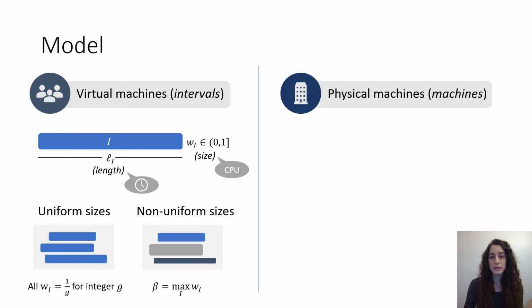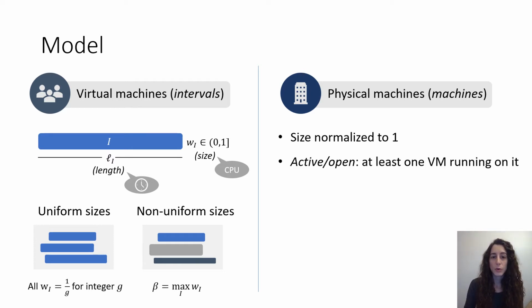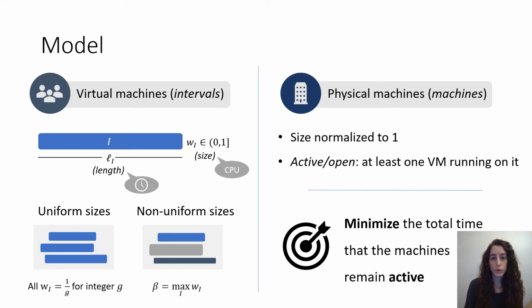Regarding the physical machines, we will refer to them simply as machines. We assume that the width or size of a machine is 1, and we say that the machine is active or open when it has at least one VM running on it. Our goal can then be expressed as follows. How can we pack the intervals to the available machines so as to minimize the total time that the machines remain active? We assume that we have enough machines to schedule all the VMs, so no rejections are necessary in this setting.